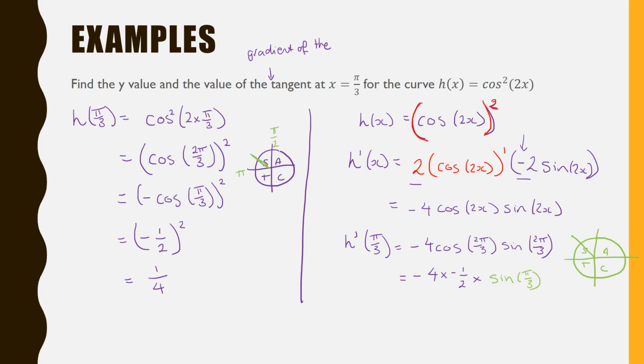Exact angle values are something that you should know. So we get negative 4 times negative 1/2 times the sine of pi on 3, which is the same as root 3 on 2. This cancels out to give us negative times negative is positive. 4 multiplied by half and another over 2 there, we just get the answer of square root of 3.